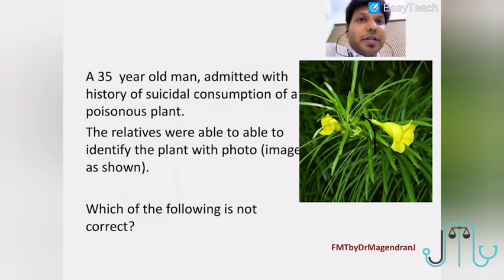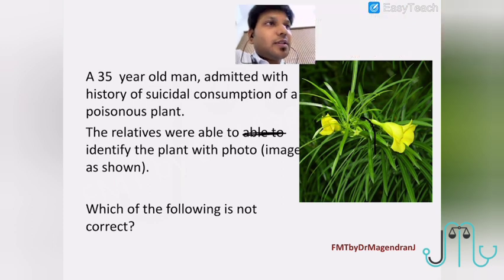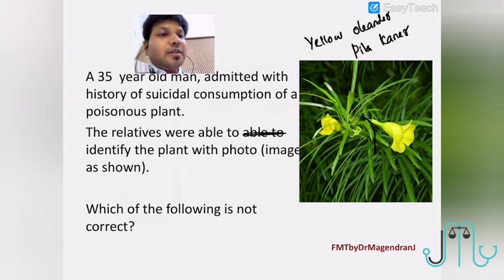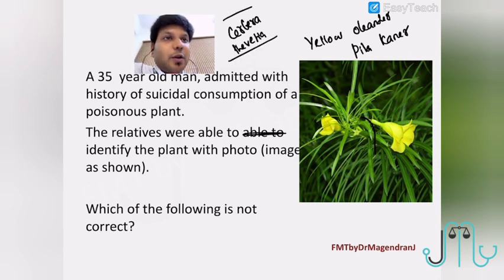A 35-year-old man admitted with history of suicidal consumption of a poisonous plant. This is the poisonous plant image. Relatives are able to identify the photograph. This is nothing but yellow oleander, or Pila Kaner. The scientific name is Cascabela thevetia. That is the scientific name of yellow oleander.